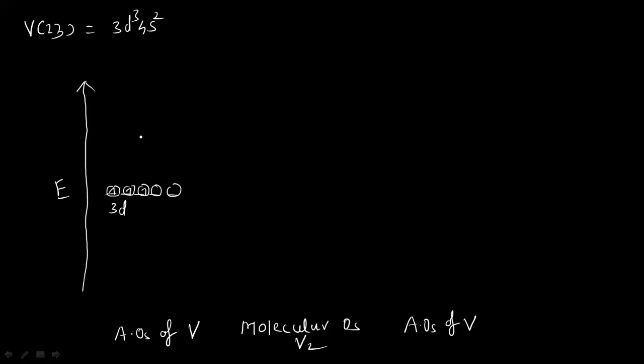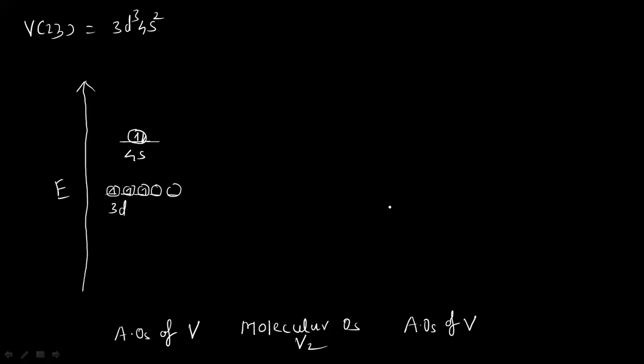Then the 4s orbital. It should be represented here, the 4s orbital. It is only one orbital, and it has 2 electrons. The 4s2 electronic configuration, 2 electrons are there. This is for the vanadium atom.